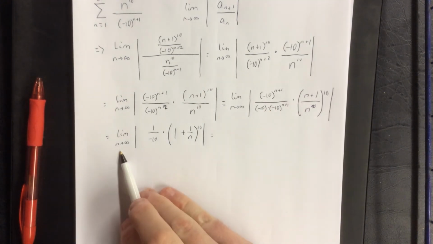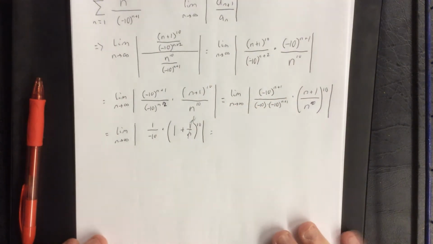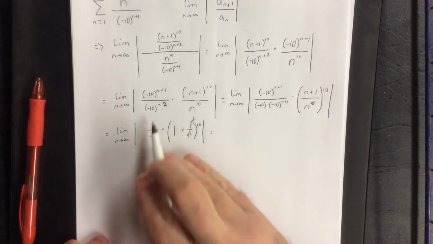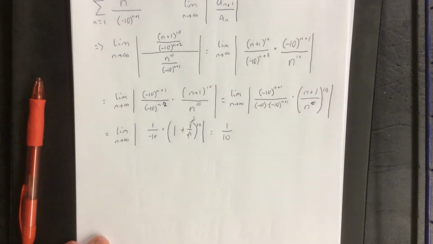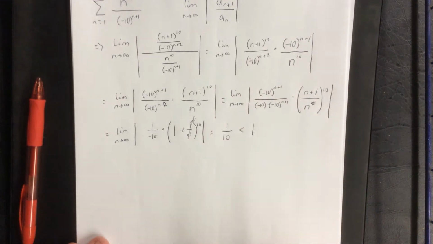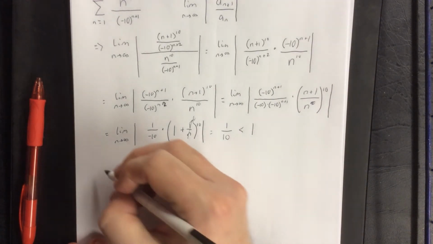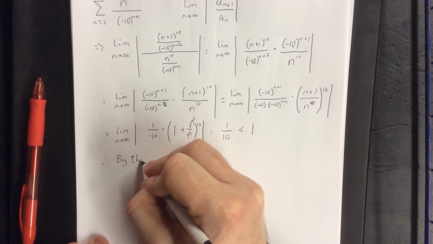Now, if I allow n to go out to infinity, this term will, very similarly to the other one, go to 0, and we'll have 1 raised to the 10th power. Absolute value of negative 10 is going to give us 10 in the denominator. Important conclusion that we can draw is that the number that we got was, in fact, less than 1. Therefore, by the ratio test, we are allowed to draw a conclusion.